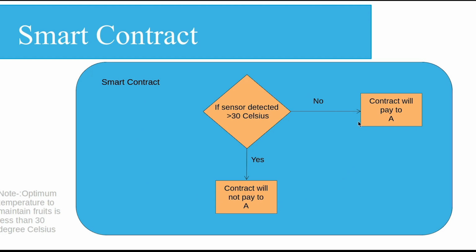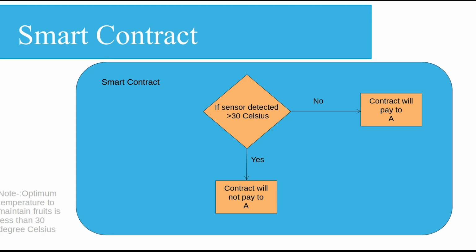So if you see, this contract is the main thing which is actually going to pay A or not pay A, depending on the situation. If this condition is true, then definitely the contract will not pay A, and if this condition is false, then the contract will be paying A. Yes, the contract has to pay A because the code is written in that particular way only.